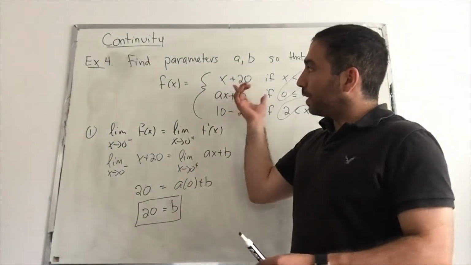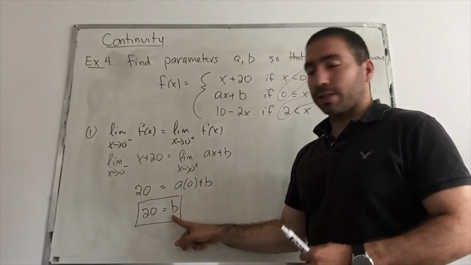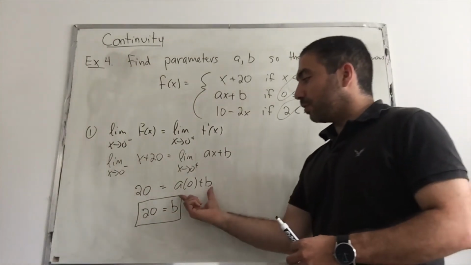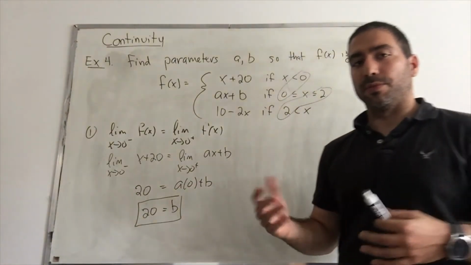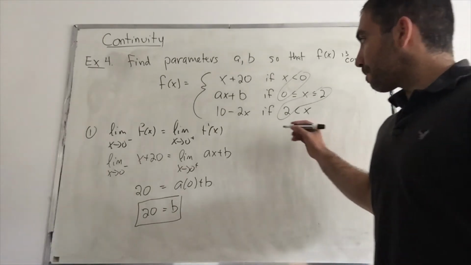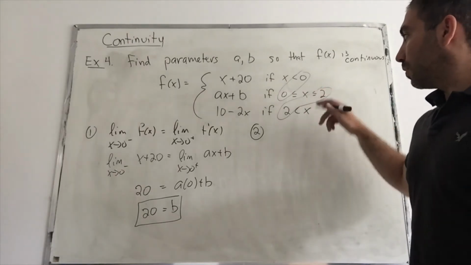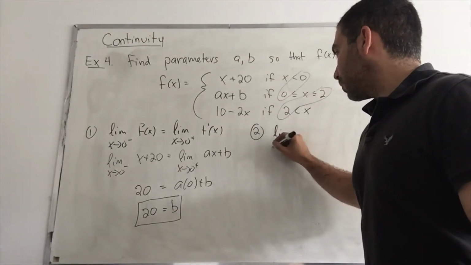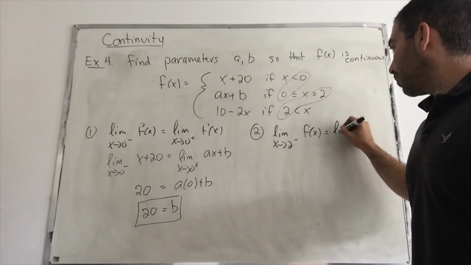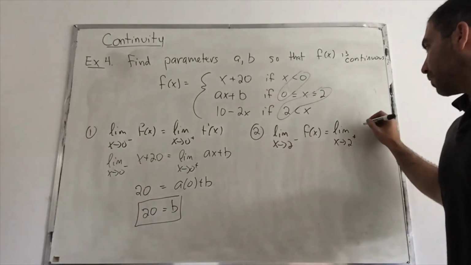Typically what you do in these types of problems is that you have 2 equations, 2 unknowns. So in this case it worked out that we actually ended up getting the actual numerical value for b. But typically you get 2 unknowns and 2 equations and then you have to use systems of equations. But it's the same concept. So part 2, we're going to set the limit as x approaches 2 from the left of this function here equal to, and we're going to ensure that it's equal to, the right-sided limit at 2 of this function here.